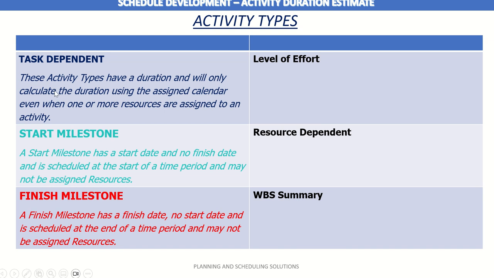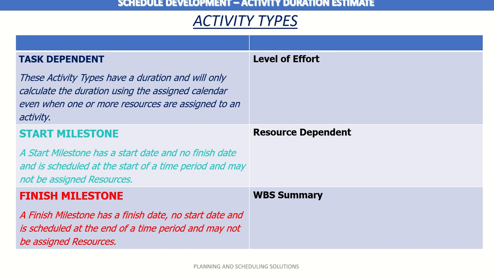Okay, so task dependent activity. What is a task dependent activity? It is an activity whose duration is purely driven by its calendar, and this activity duration is not driven by the resources assigned to that activity. So task dependent activities are independent from the assigned resources. We have the flexibility to work on the activity duration without considering the resources we have assigned to that activity.